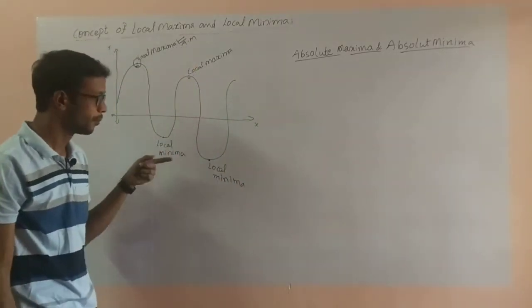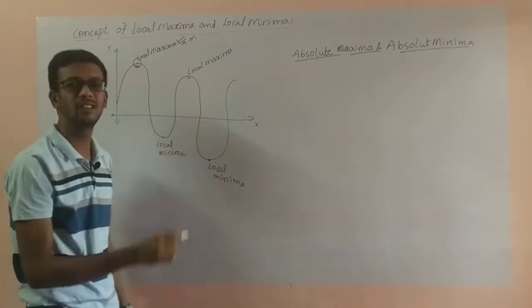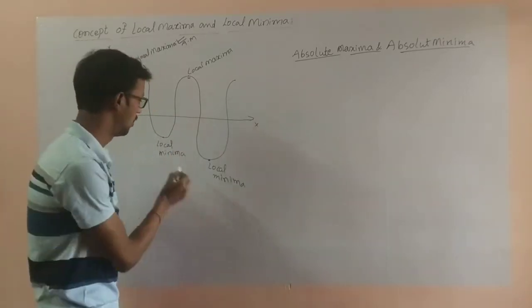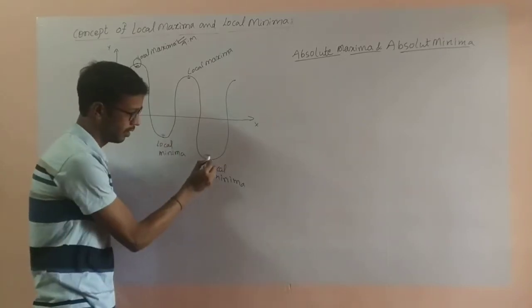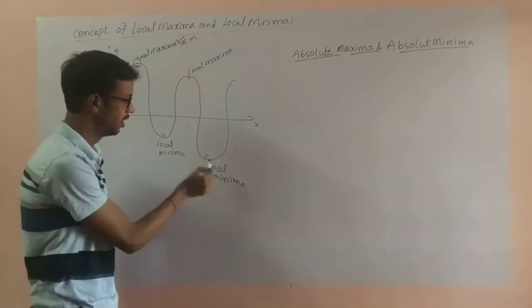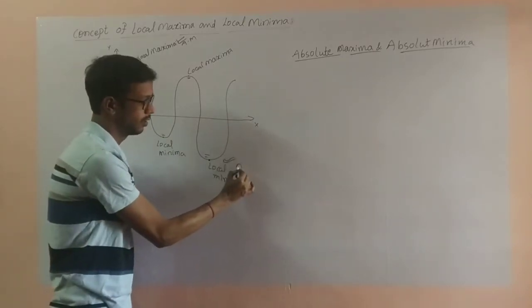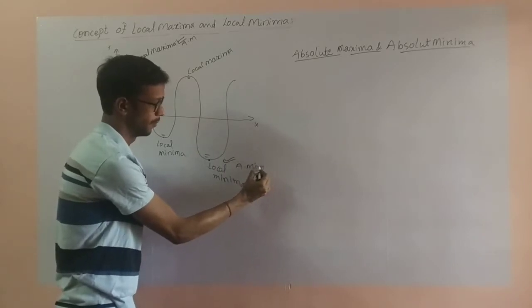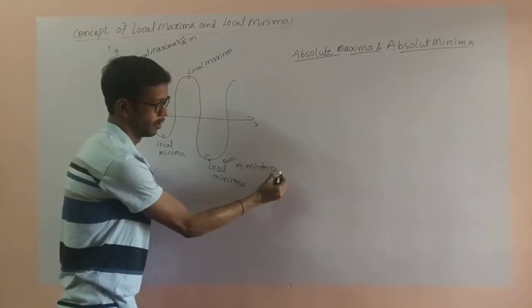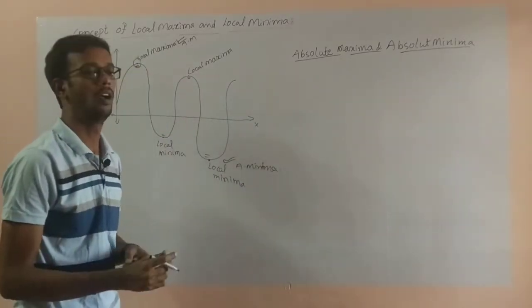Next, absolute minima. What is the absolute minima here? The minimum value, the least value of the local minimas. This is also a local minima, this is also a local minima. Of these two, which is the least value? This is the least value. So this is called absolute minima.